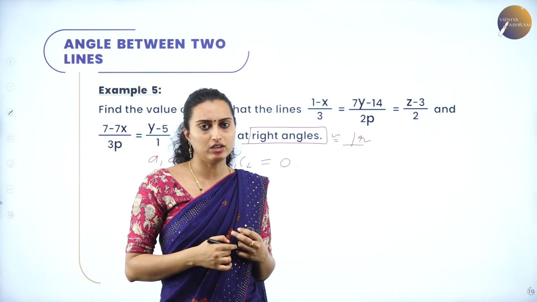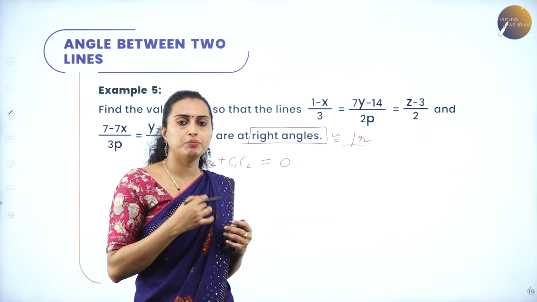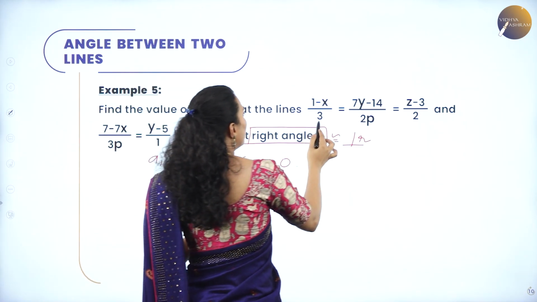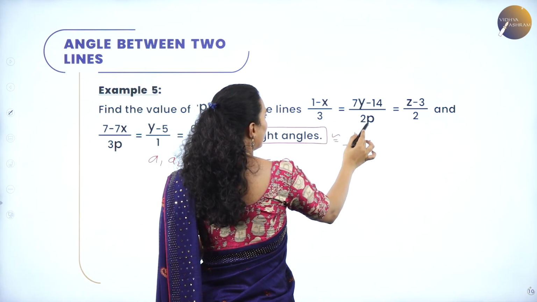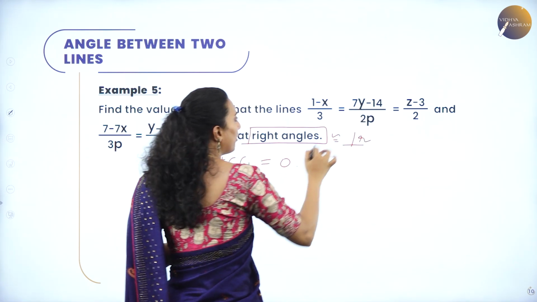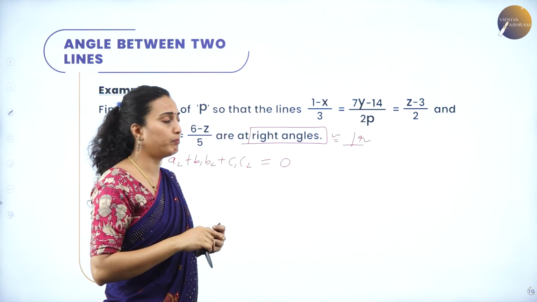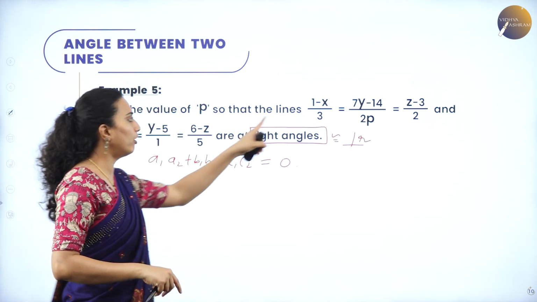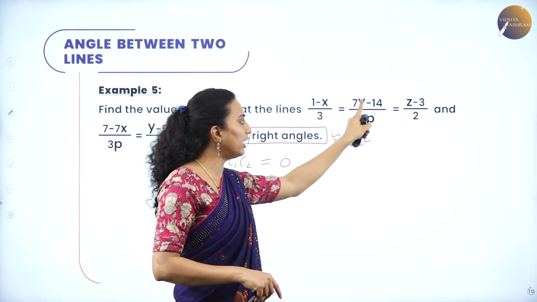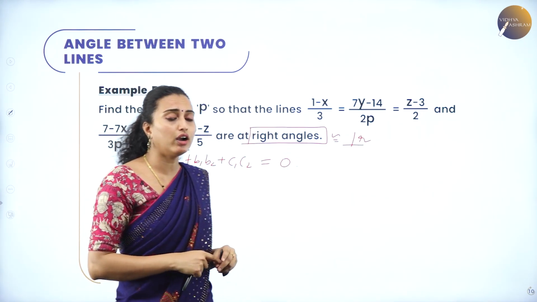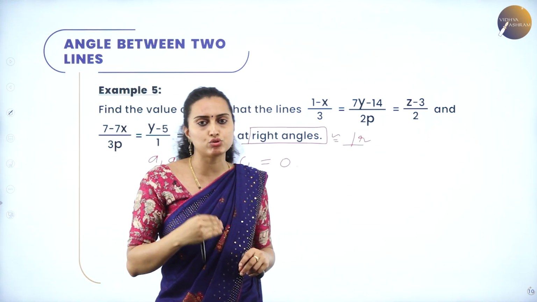Right. So here, what are a1, a2, b1, b2 and then c1, c2? The first line gives you here, what is that? a1, which is not a2, because this is not in the form of y minus y1. Dear students, always remember this should be in the form of x minus x1, y minus y1, z minus z1 only. The given lines are not in the form of that. We have to reduce them to the form of that.